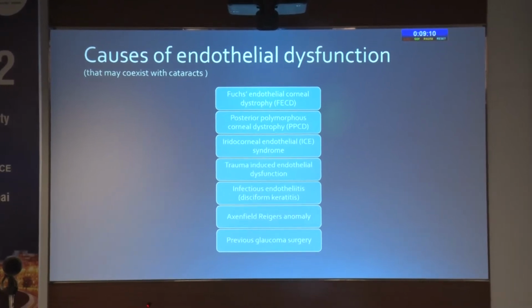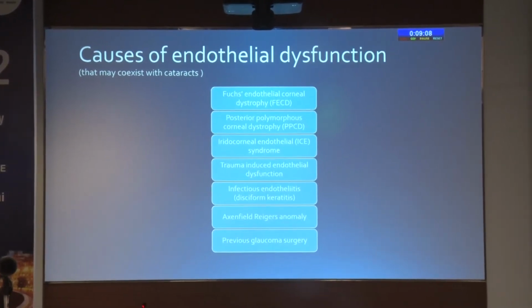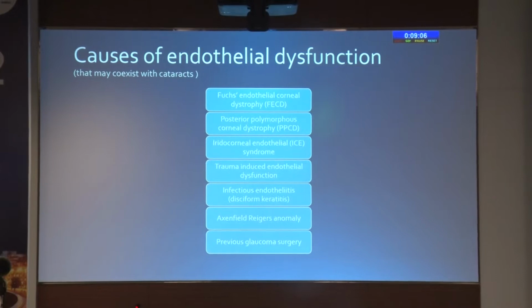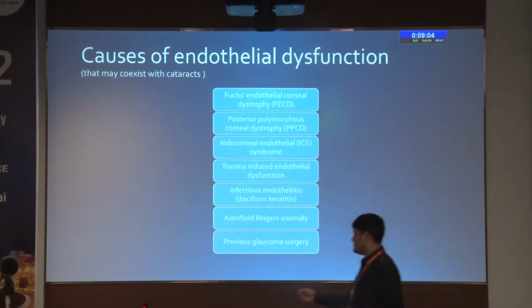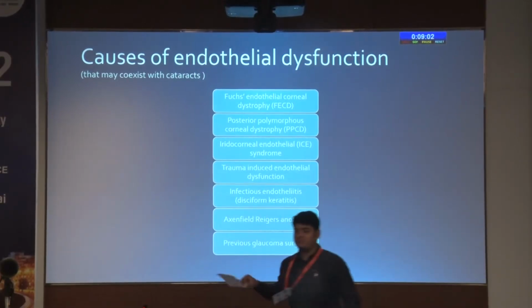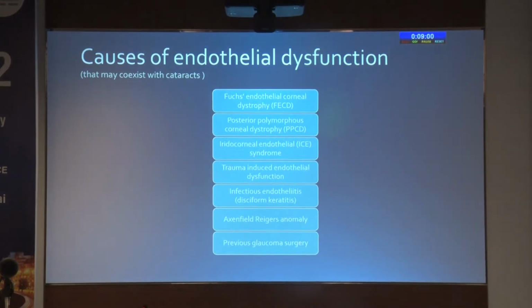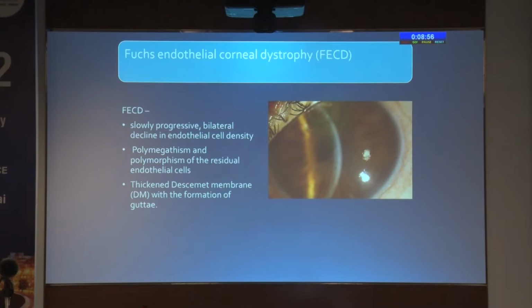There can be various causes of endothelial dysfunction, right from Fuchs endothelial corneal dystrophy, posterior polymorphous corneal dystrophy, iridocorneal endothelial syndrome, trauma, infectious endothelitis, Axenfeld-Rieger anomaly, and previous glaucoma surgery. Just a quick recap of these dystrophies.